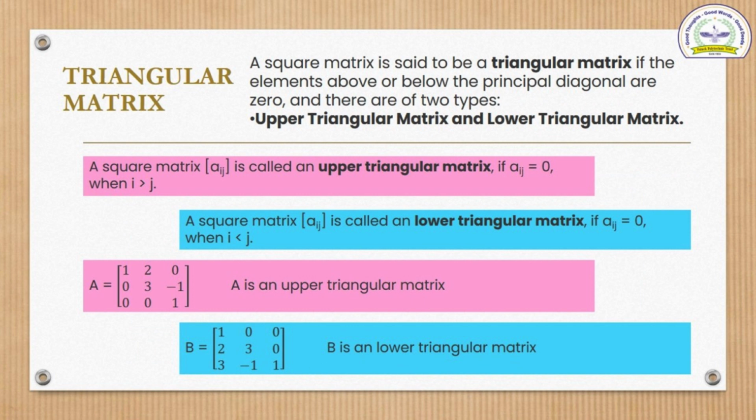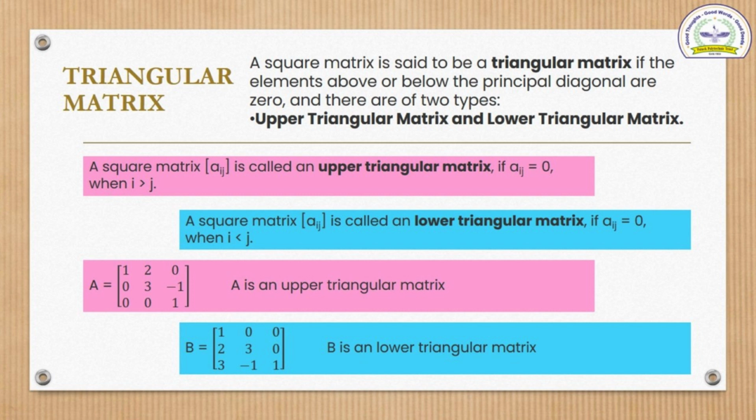Triangular matrix. A square matrix is said to be a triangular matrix if the elements above or below the principal diagonal are 0, and there are two types. An upper triangular matrix has all elements below the diagonal equal to 0, and a lower triangular matrix has all elements above the diagonal equal to 0.